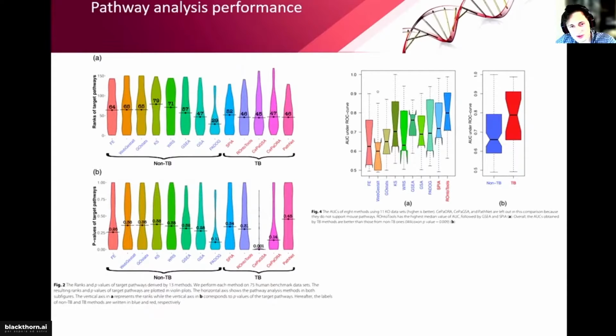So as you can see, the performance of these methods is quite limited. But the overall accuracy, the area under the curve, was not so bad, especially for GSEA and for SPIA and Gerontology tools. And if you are talking about topology-based and non-topology-based methods, topology-based performed a bit better.